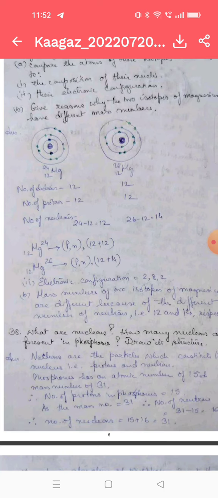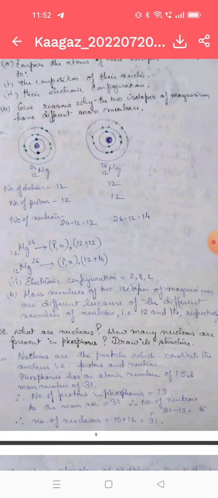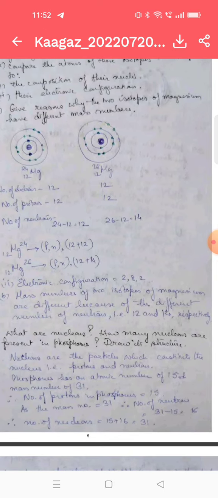Okay, so this indicates that in magnesium-24, 12 protons plus 12 neutrons gives 24, and magnesium-26 will have 26 nucleons. So the electronic configuration in both cases will be 2, 8, 2, and the mass numbers of the two isotopes are different because of the different number of neutrons.